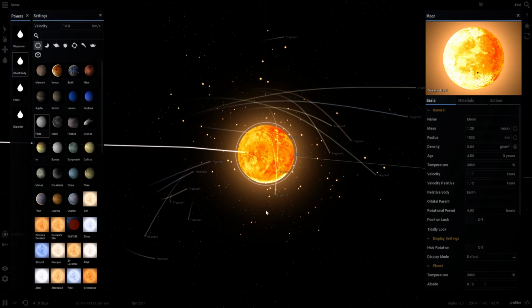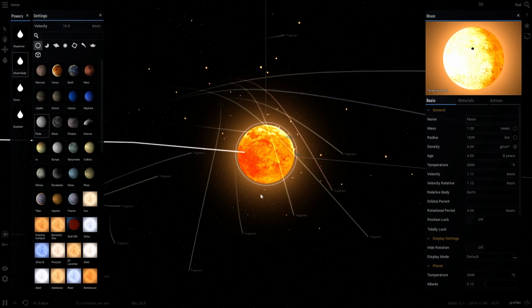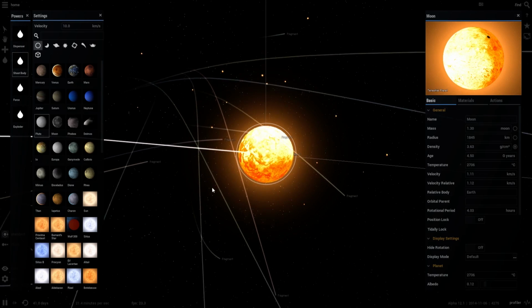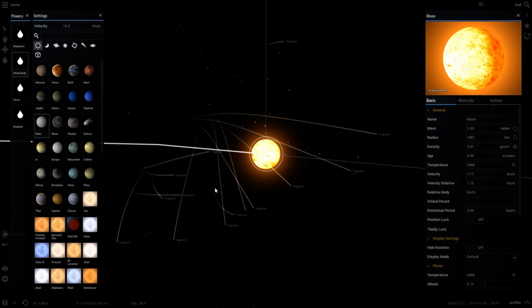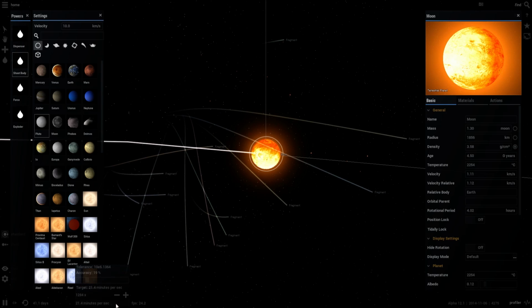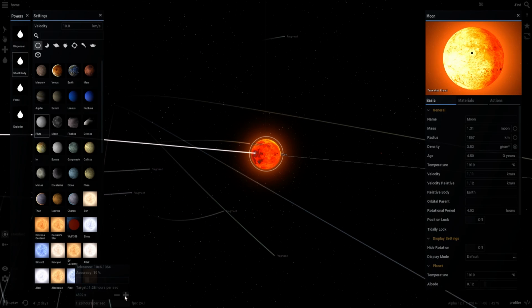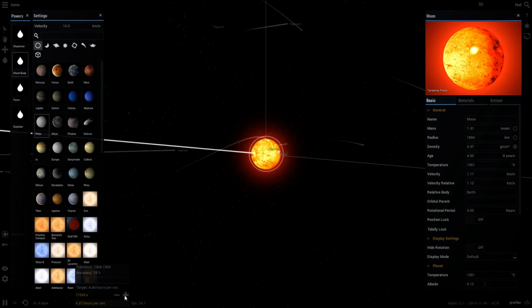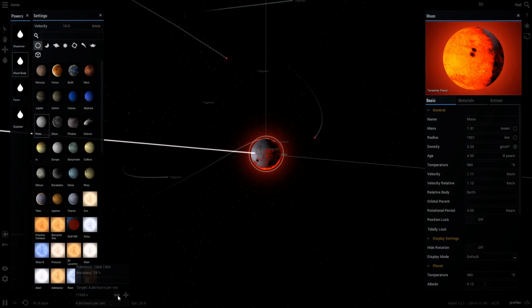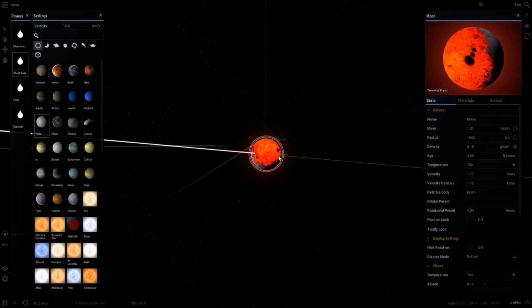Look at the texturing. Isn't it cool that it's simulating all that? It's not just fancy, it is fancy, but it's simulating all that process at the speed you set it. That is the interesting thing. We can speed it up again. Isn't it cool? And you can play with this all you want.